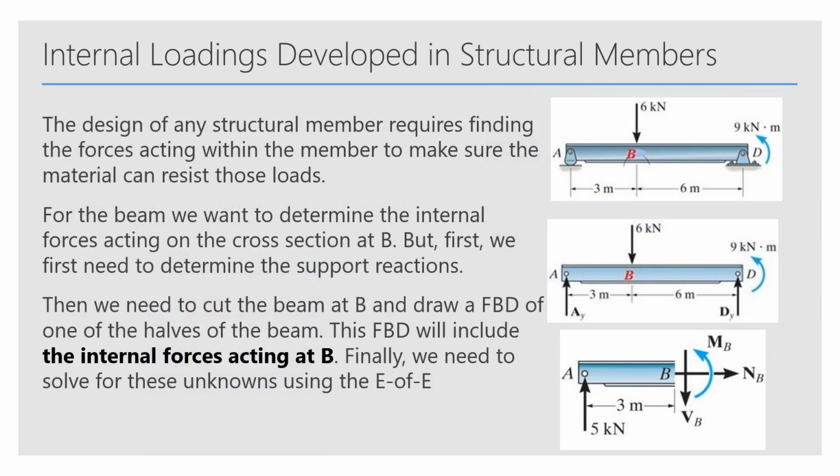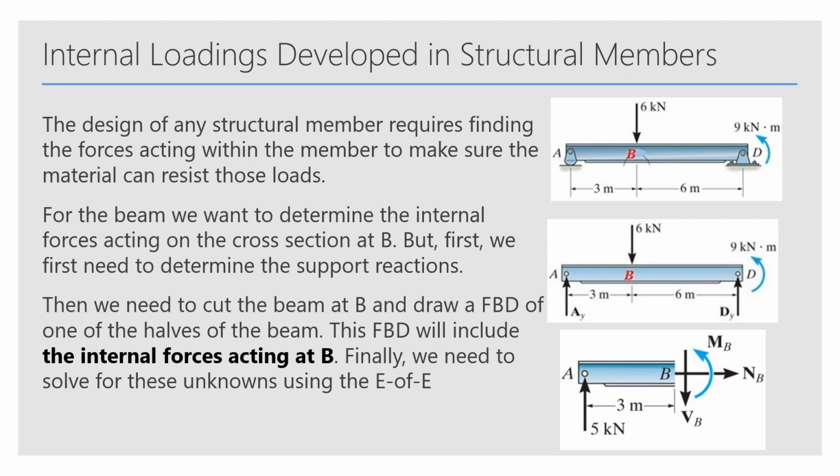The design of any structural member requires finding the forces acting within the member to make sure that the material can resist the loads. So the reason why we're looking at these internal loadings is to make sure that we use the proper material for whatever structures we're creating, and that we're distributing the correct widths or thicknesses for the material. In the example on the right, we want to determine the internal forces on the cross section at B. But first we need to determine the support reactions.